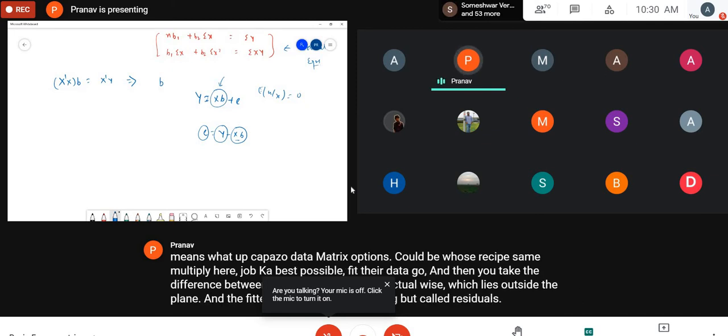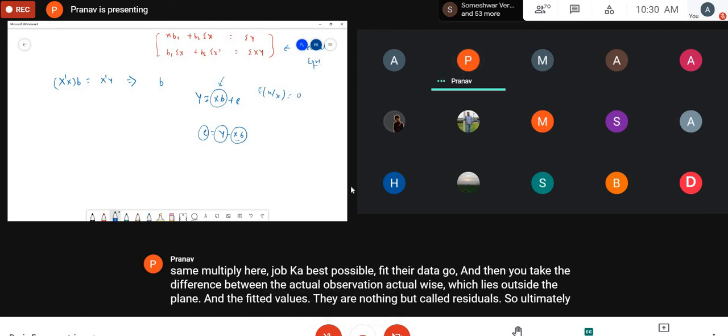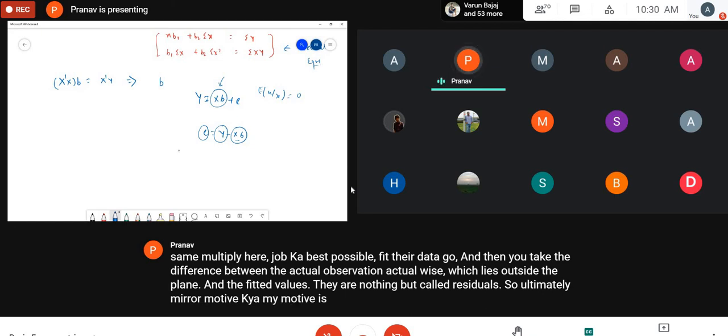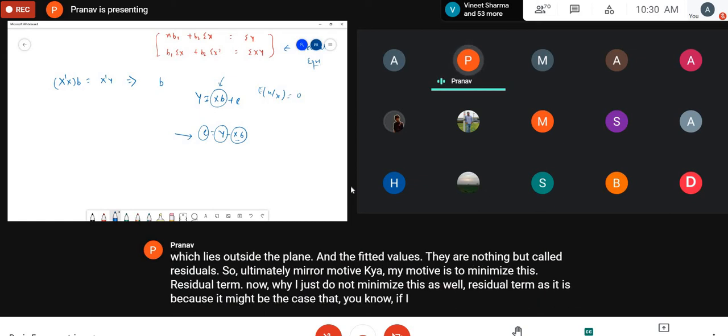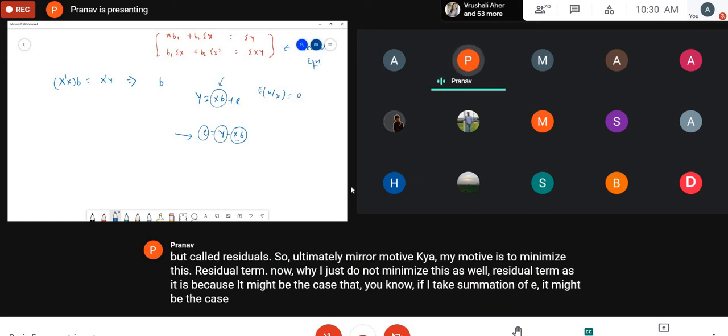So ultimately, what is my motive? My motive is to minimize this residual term. Now, why do I not just minimize this residual term as it is? Because it might be the case that if I take the summation of e, it might also go to 0.